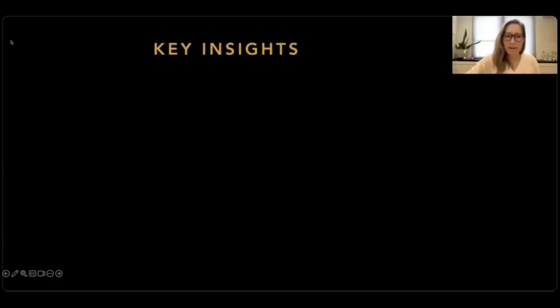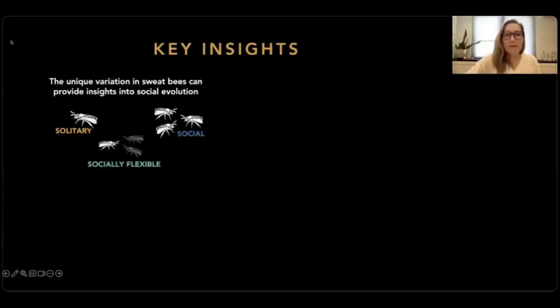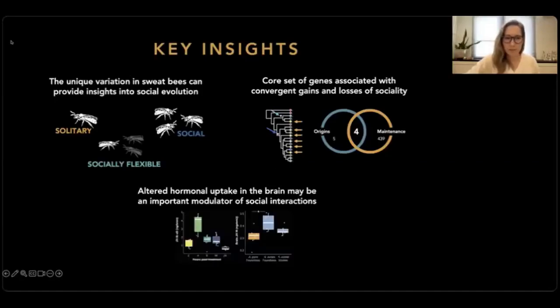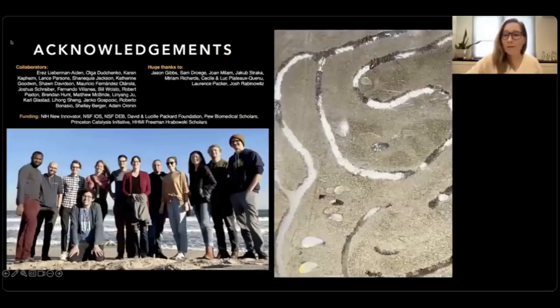So to summarize the work that I told you about today, the unique variation in sweat bees can be used to provide insights into social evolution. And through our comparative genomic studies, we've been able to identify a core set of genes that are associated with the convergent gains and losses of social behavior within this group. And this work is pointing us to the hypothesis that altered hormonal uptake in the brain may be an important modulator of social interactions.